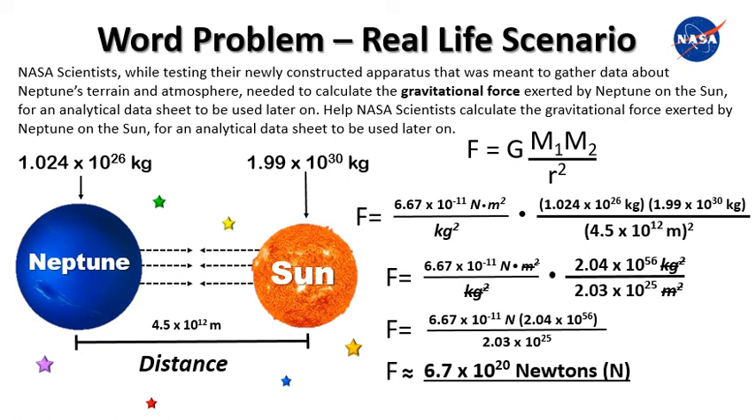Now the problem simplifies to 6.67 times 10 to the minus 11 newtons times 2.04 times 10 to the 56th power divided by 2.03 times 10 to the 25th power. When we plug this entire ratio into our calculators, we should get an approximate value of 6.7 times 10 to the 20th newtons. So once again, both are attracting one another with the same force but in a different direction.